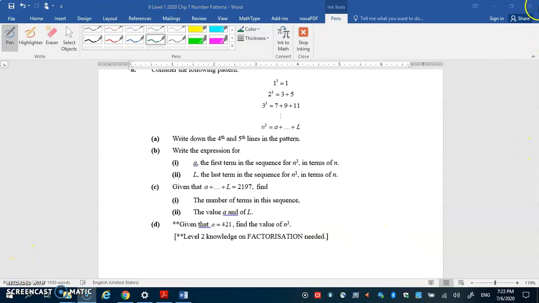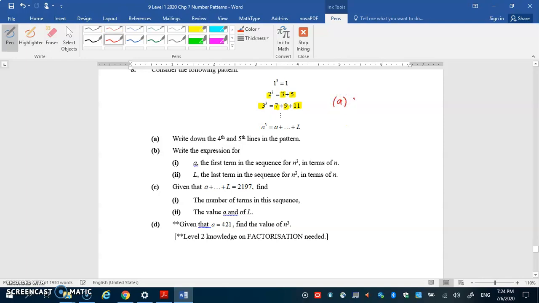Okay, next question. You have 1 cubed equals 1, 2 cubed equals 3 plus 5, 3 cubed equals 7 plus 9 plus 11. So you see these are all odd numbers, right? And the number of numbers they are adding is equal to the number here. So when the number is 2, you have 2 numbers being added. When the number is 3, you have the next 3 odd numbers being added, and so on and so forth.